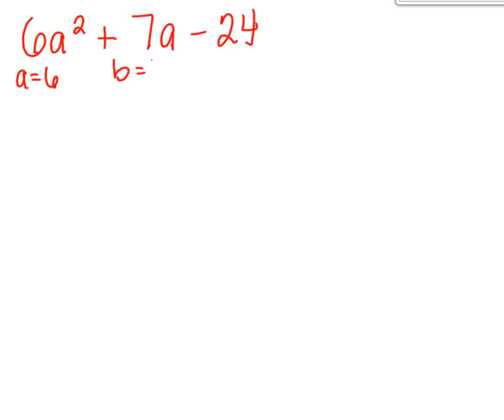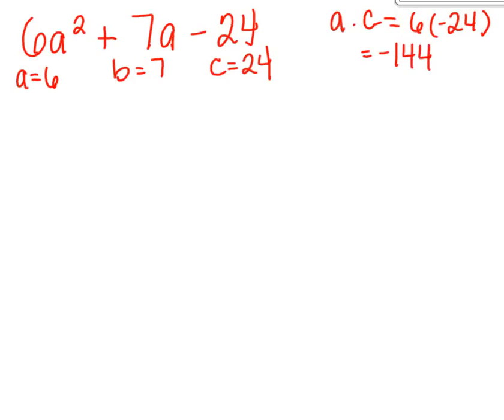All right, let's do another one. So let's say I had something a little bit more complicated. Let's say that I had 6a squared plus 7a minus 24. A is 6, B is 7, C is negative 24. I'm going to do A times C, which in this case is 6 times negative 24. And that's going to be negative 144, which is not the best number in the whole world to have to deal with. But I'm just going to go ahead with it.